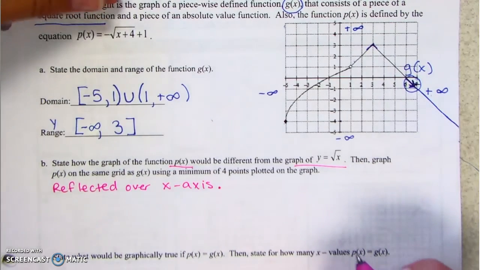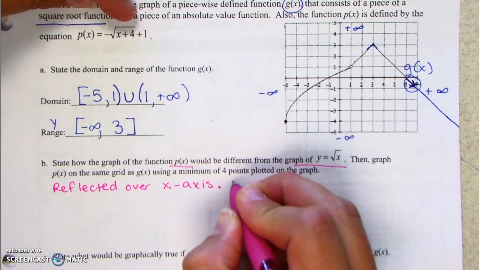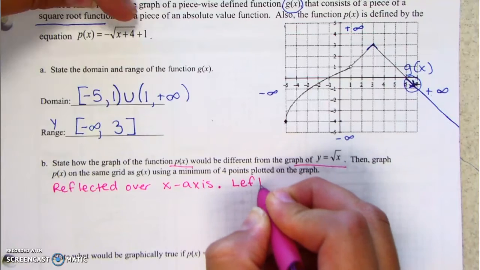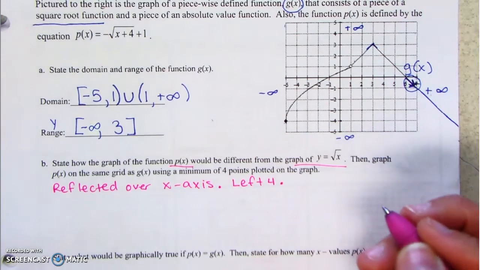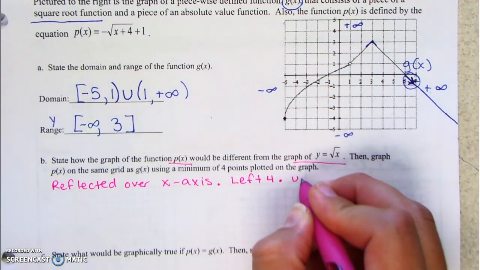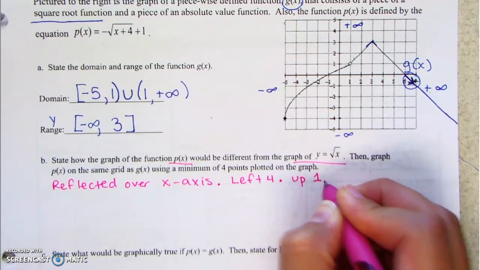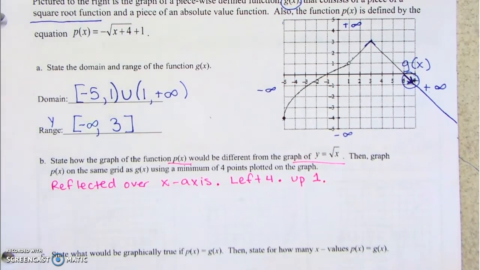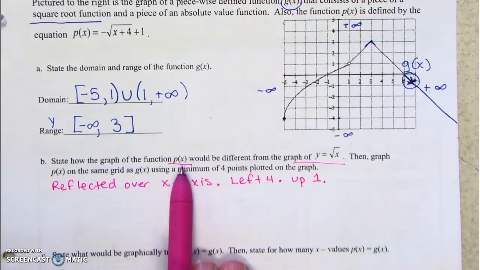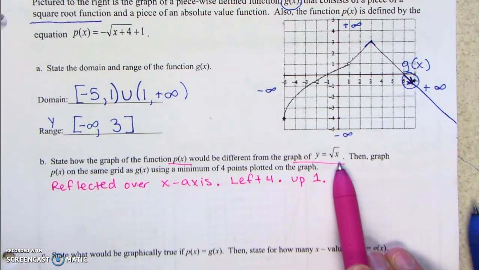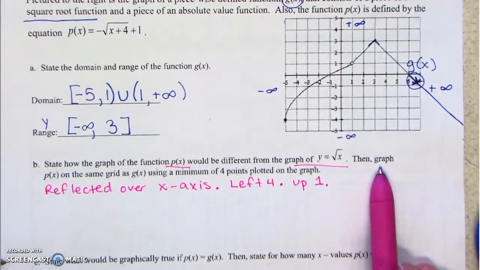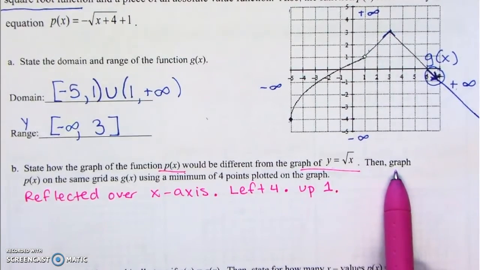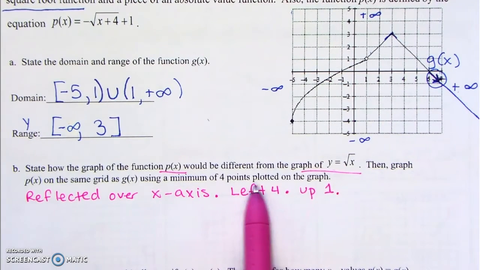The +4 in with the x means it moved left 4. And the +1 on the end means it moved what direction? Up 1. Okay. State how the graph of p would be different from the graph of y equals square root of x. Then graph p on the same grid as g using a minimum of 4 points plotted on the graph.